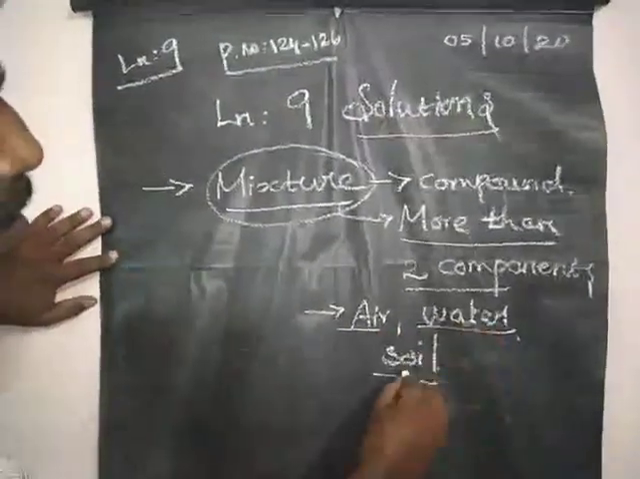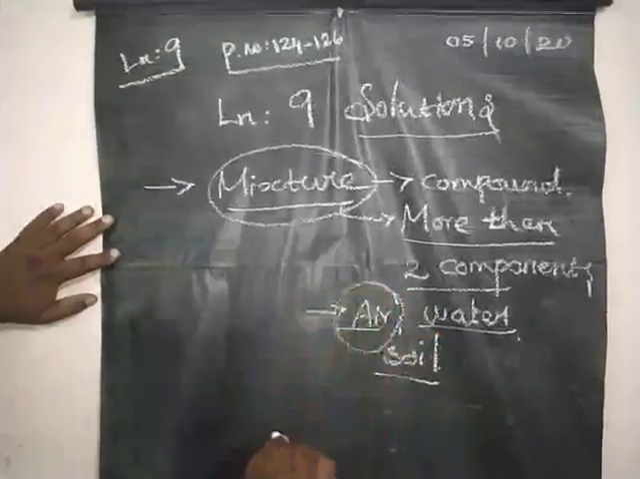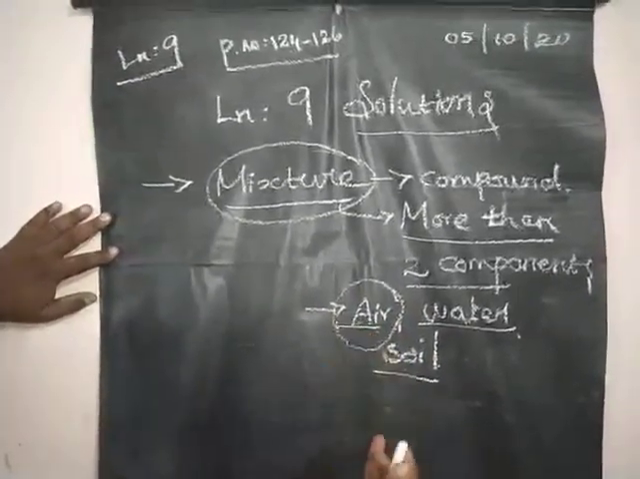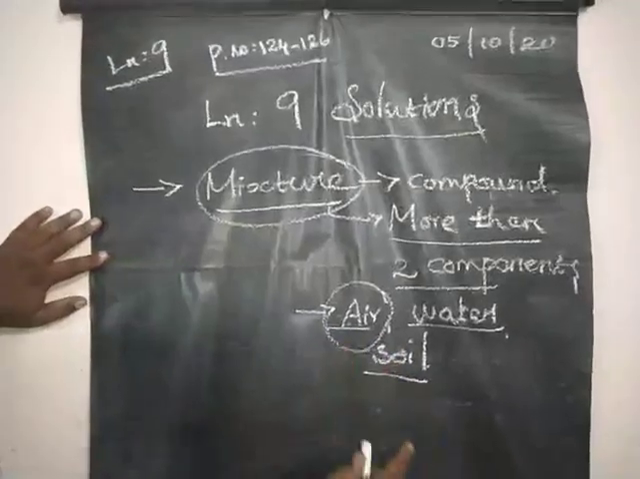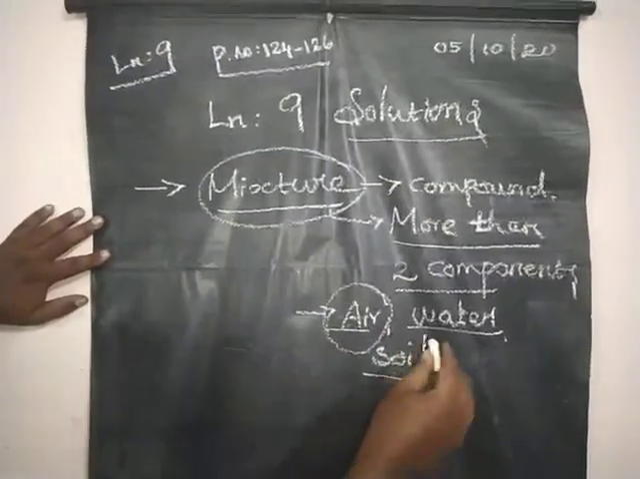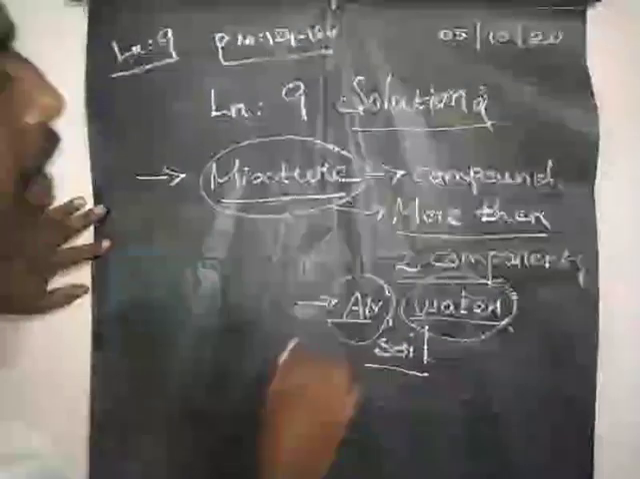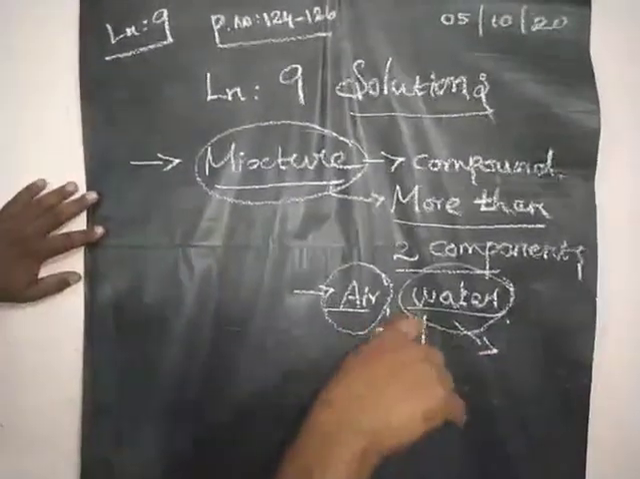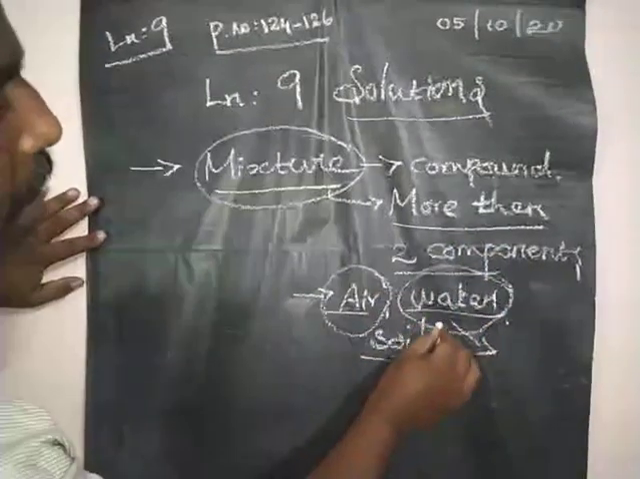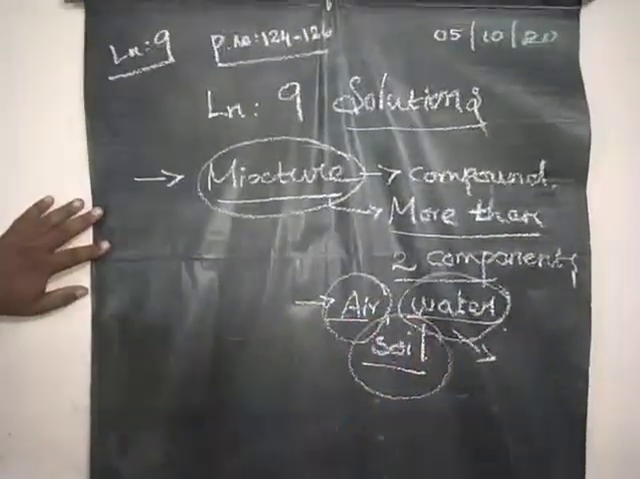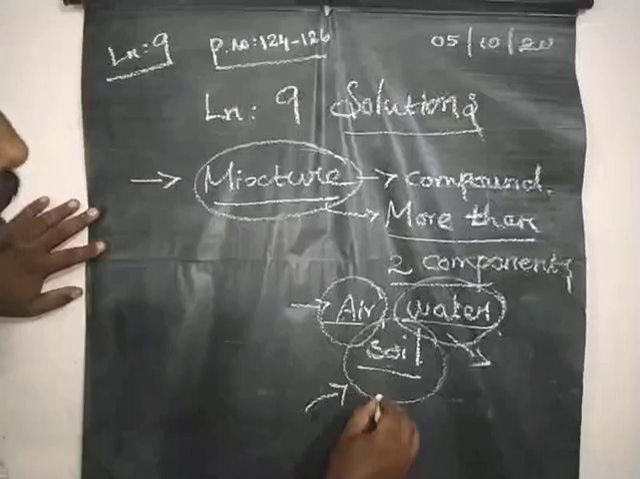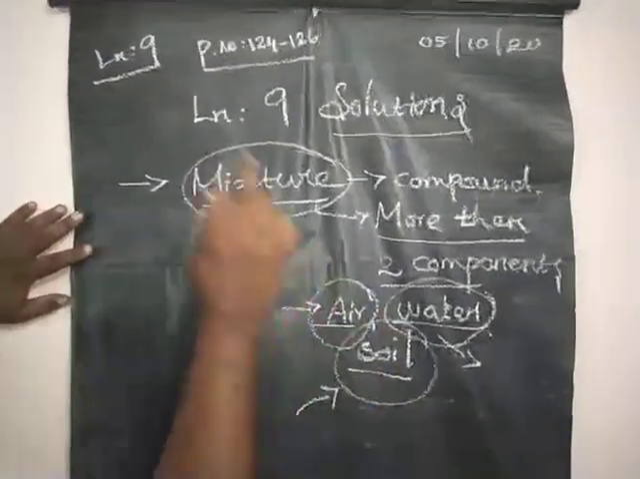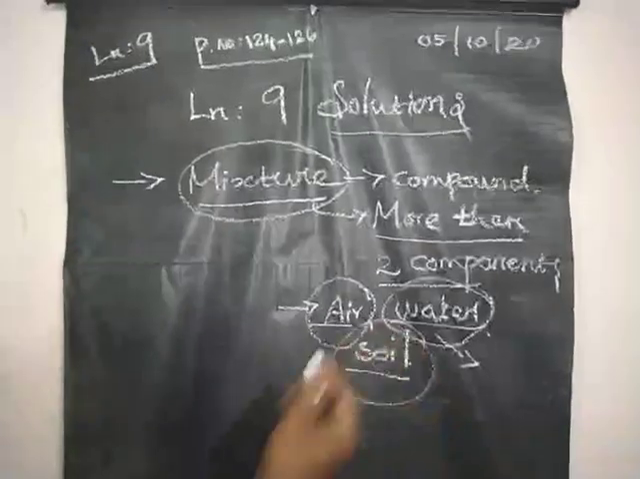Air, water, soil. Air is a mixture of gases: oxygen, nitrogen, hydrogen, carbon dioxide, carbon monoxide. In the same way, many dissolved solid substances are present in water, and many nutrients are present in the soil. So these are all examples of mixture.